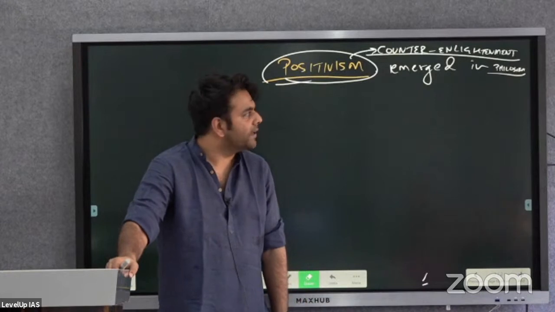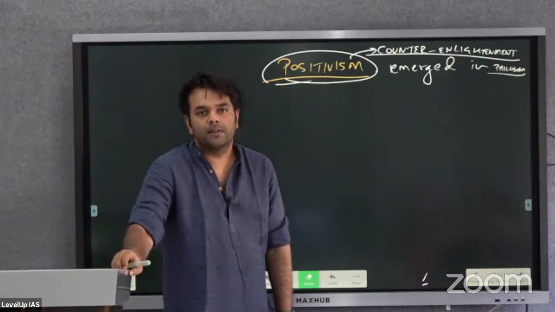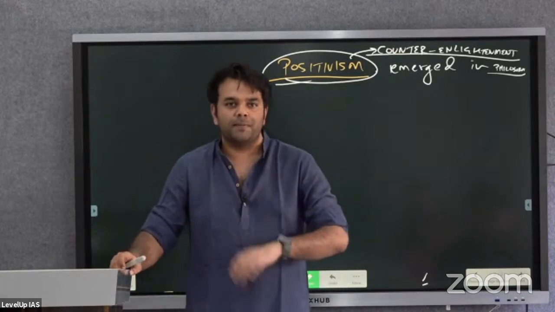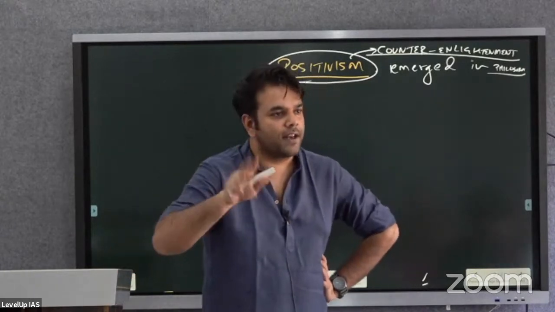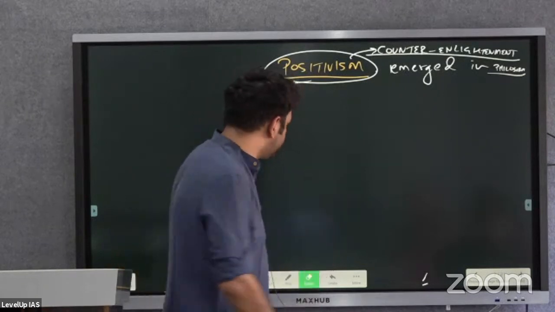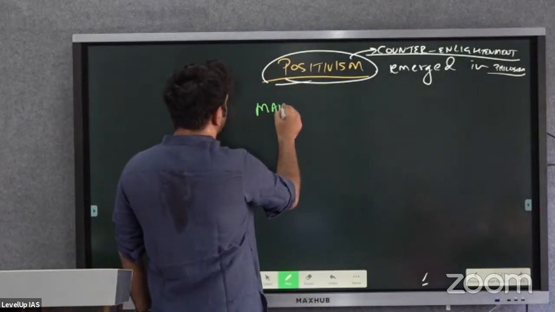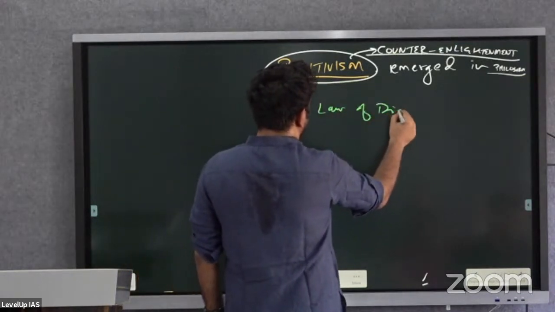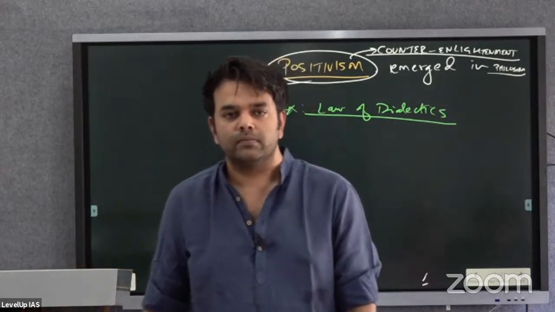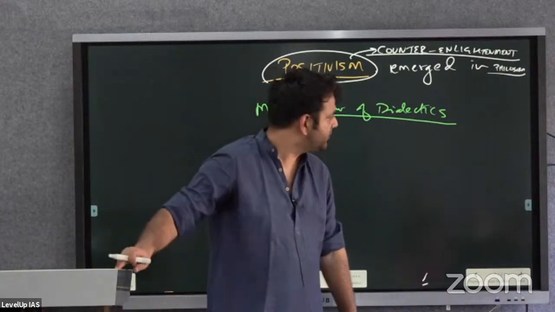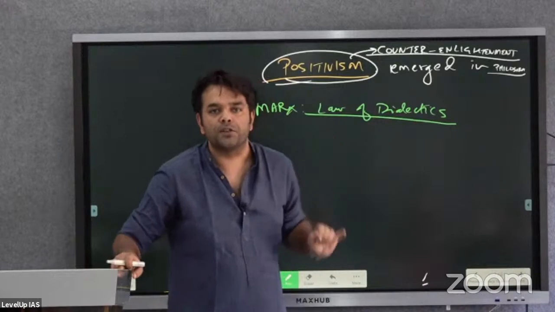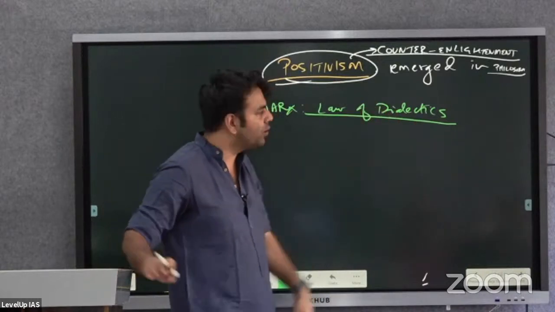Now, first, let us try to understand why Karl Marx is positivist with the same logic as why Durkheim is positivist. Okay. I told you positivism is about discovering certain laws governing the social world. Right? Karl Marx has given one law, the law of dialectics, which was actually postulated by Engels and then used by Karl Marx to understand social transformation. Law of dialectics, given by Engels, used by Marx.